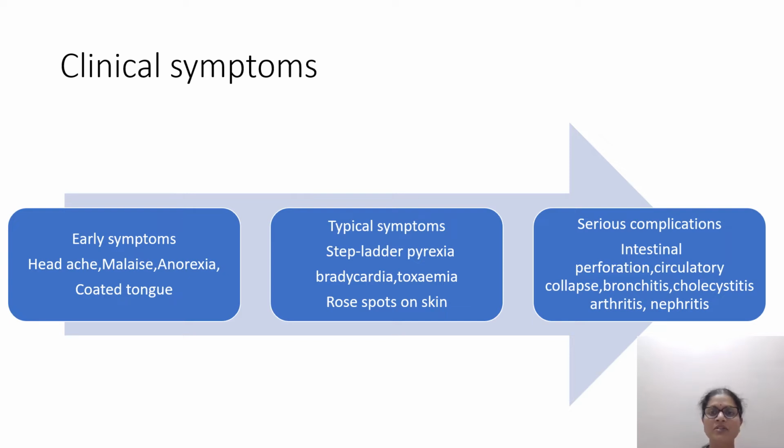In some patients, typhoid might result in serious complications like intestinal perforation, that is mainly due to the ulcers seen in the intestinal epithelium, circulatory collapse, that is low BP condition, bronchitis, that is inflammation of bronchi, cholecystitis, that is inflammation of gallbladder, arthritis, that is inflammation of joints, and nephritis, that is inflammation of kidney.